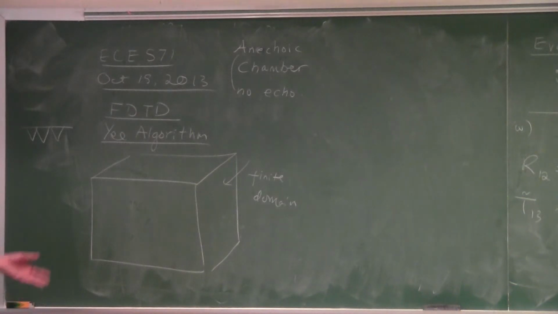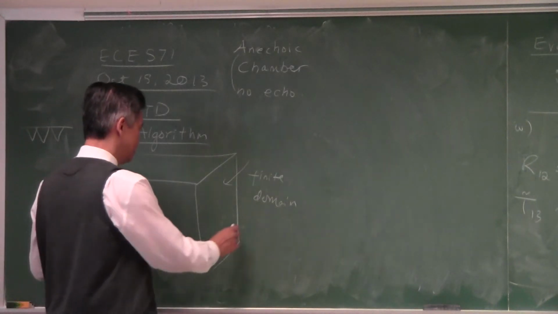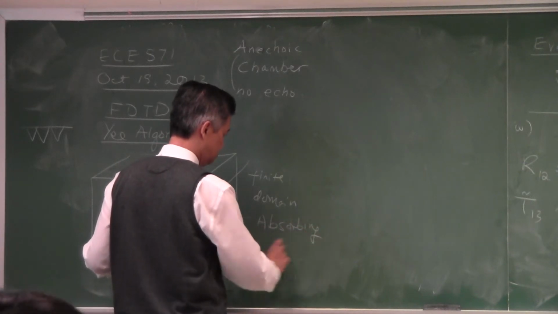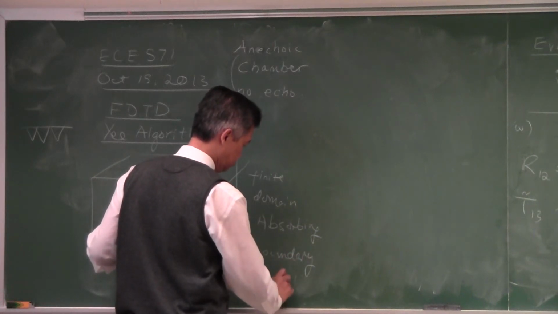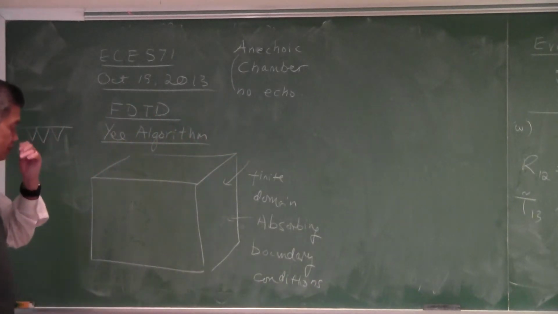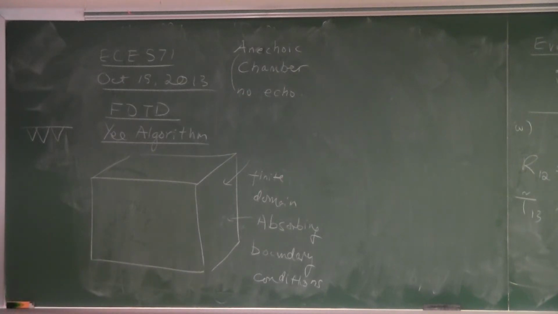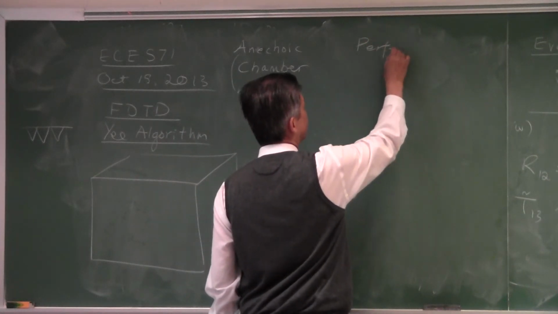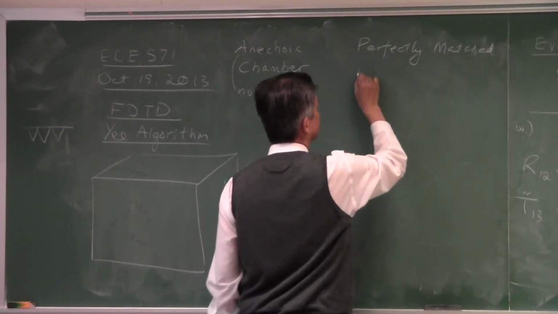So how do we do this kind of thing in the numerical world? So in the numerical world, we use what is called the absorbing boundary condition. And there have been many, many absorbing boundary conditions that have been defined to absorb the wave. But one of the most powerful ones is the recent one proposed by Berenger called the perfectly matched layer.